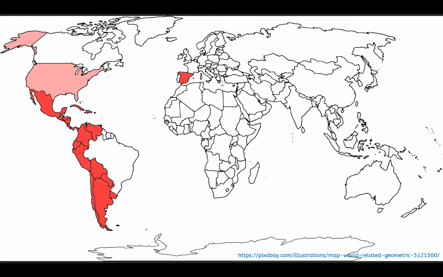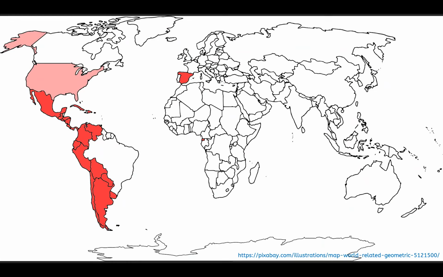There is also a significant number of Spanish speakers in the USA, which is why the USA is shaded pink on this map. As of 2025, there are about 591 million native speakers of Spanish, meaning that it is the second largest mother tongue after Mandarin Chinese.